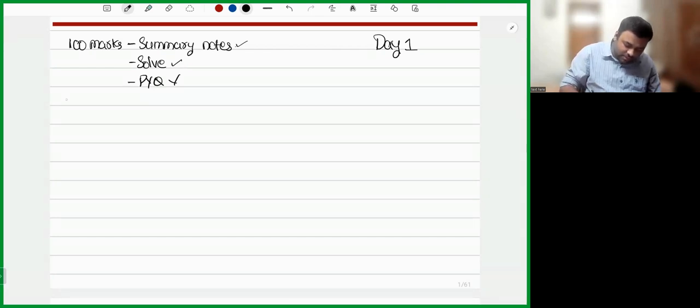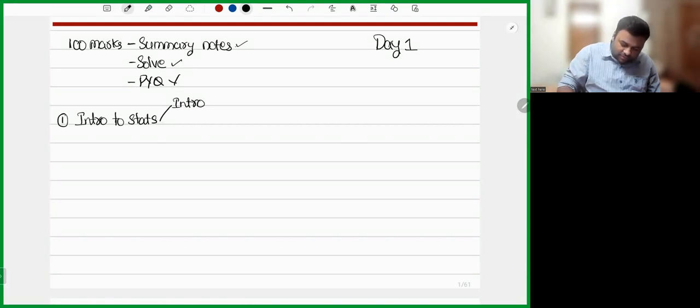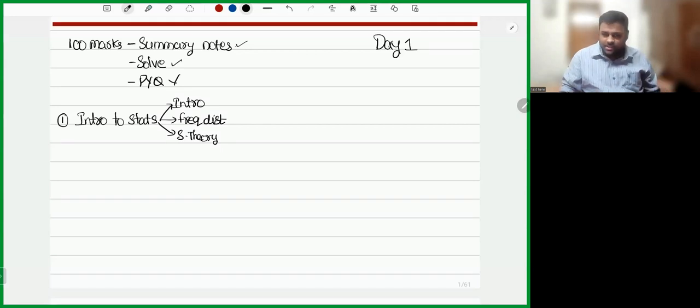First, we are going to start with statistics. And in statistics, what are we going to cover? First, we'll cover introduction to statistics. For this introduction to statistics, we have a total of 3 bifurcations. First, we have pure introduction, that is complete theory. There is no practical part in this. Next, we have frequency distribution, complete practical part. And next, we have sampling theory. These are the 3 parts we have in our first chapter, introduction to statistics.